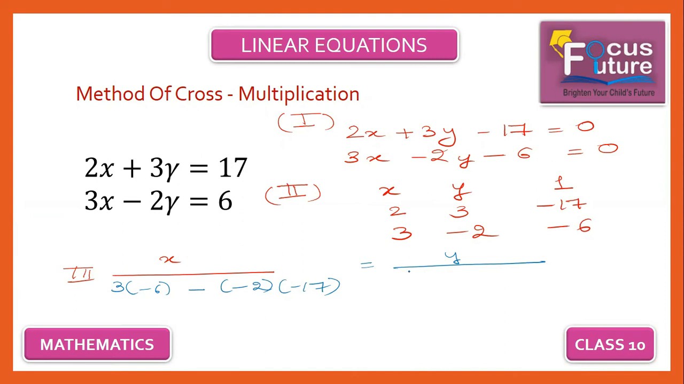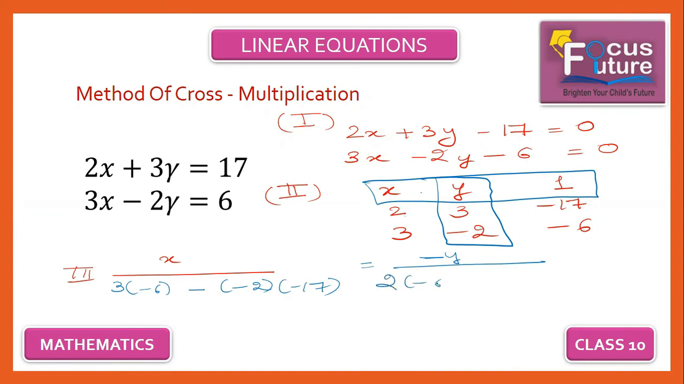Now let us calculate y. For y, you would leave this part, this row and this part, and cross multiply the rest. So this is minus y, 2 into minus 6 minus 17 into 3. Okay, so this is the y part.